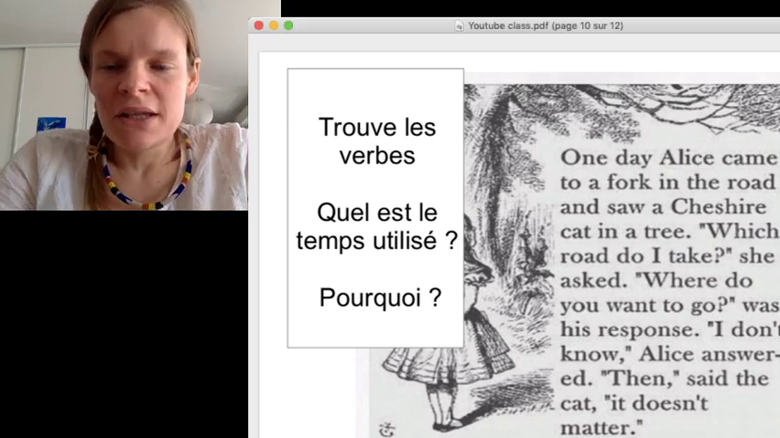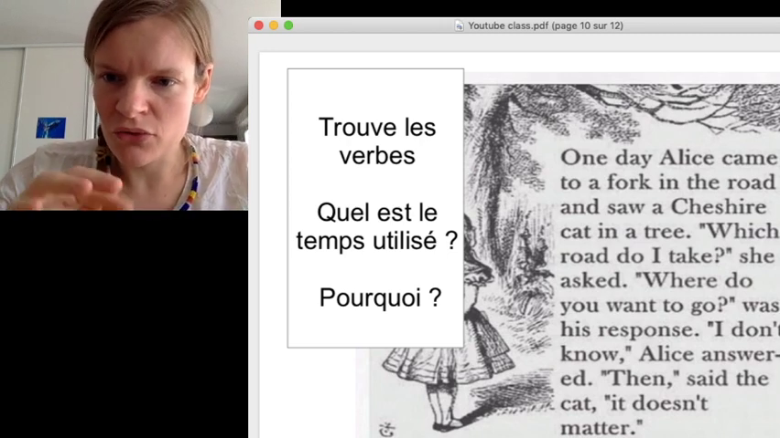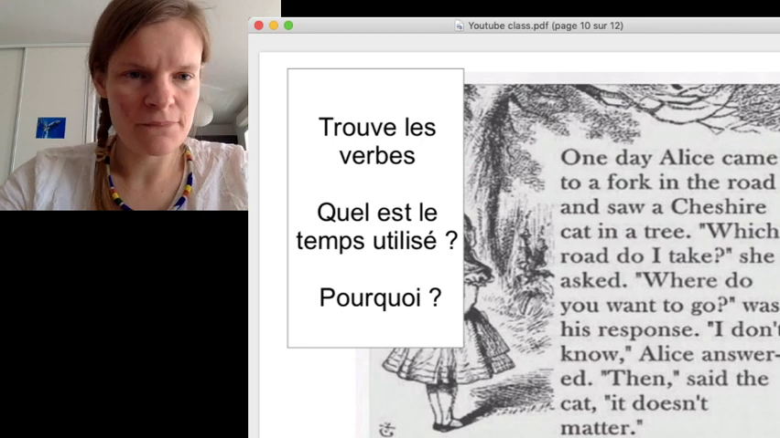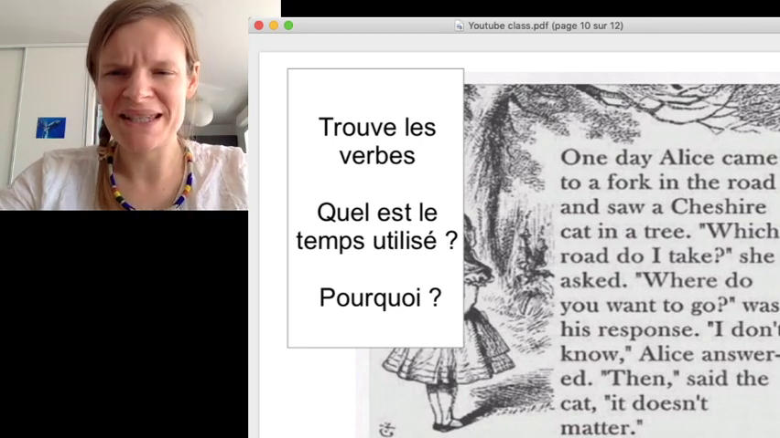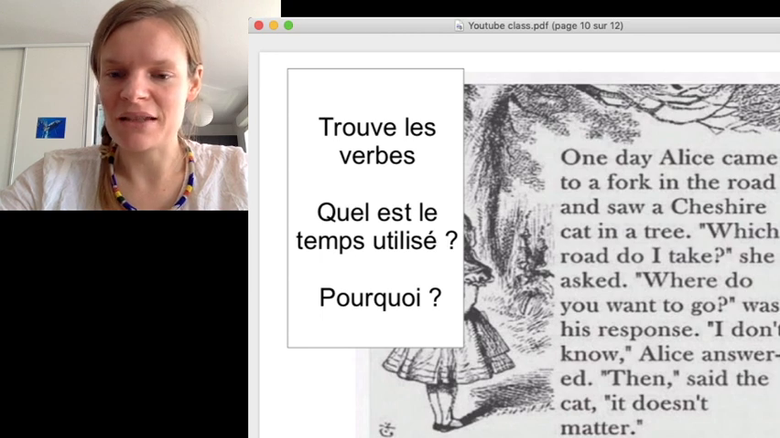So come on, so tell me, what are the verbs? Write down, copy the verbs, and what is the tense that is used here?